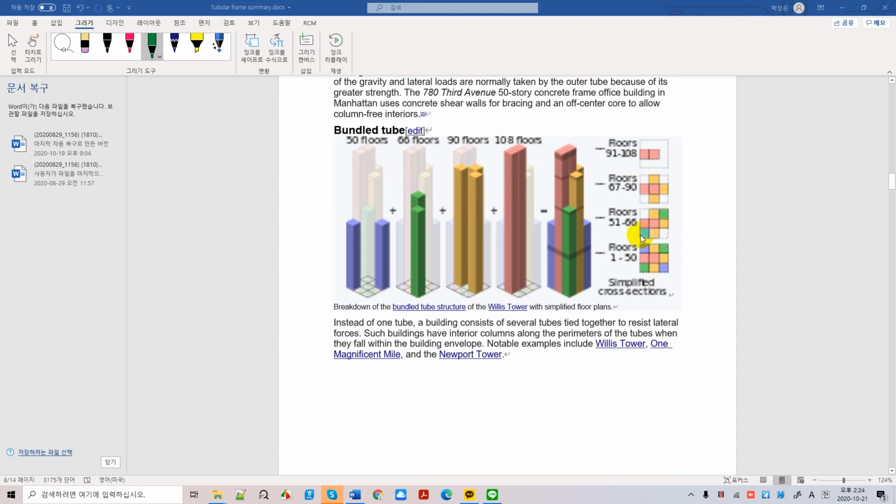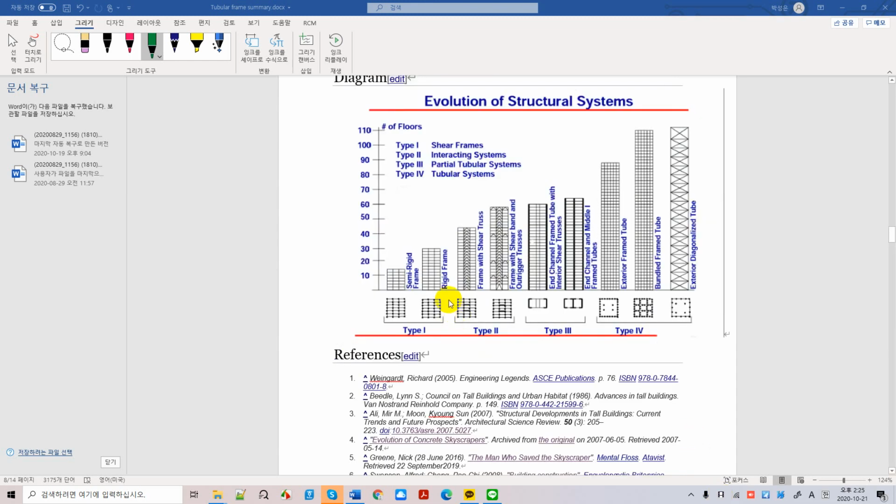And this is the bundle, right? You have 9 bundles here when you start at the first floor. This is an evolution of structural systems here, and this is a tubular bundle. Tubular is pretty good for tall buildings, and we have an exterior frame tube only. One frame tube structure can still go up until around 90, whereas the bundle tube can go up until around 110.